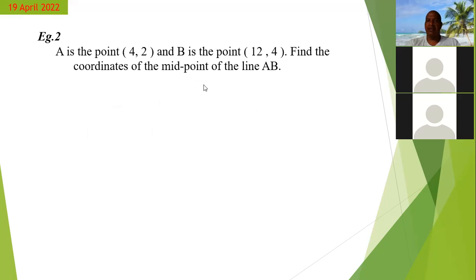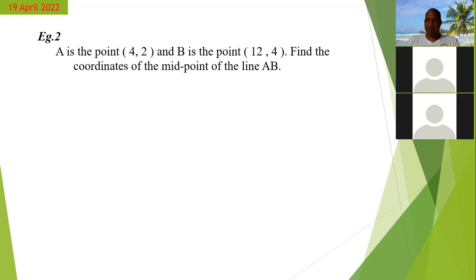Now here we have example 2. So I'm going to ask you now to do this calculation again. If A is equal to the point (4, 2), B is equal to the point (12, 4), find the coordinates of the midpoint of the line AB. So do that calculation. When you're finished, you raise your hand and then give me your answers.